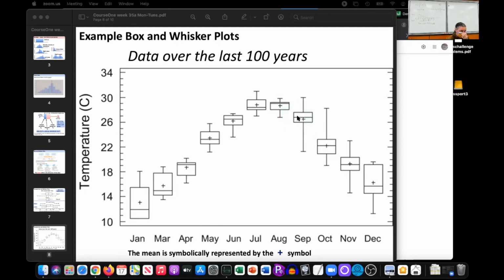Okay, and so in science, we tend to have these box and whiskers depicted, displaying data. So this would be the temperature variations over a year for each month. So it's a little different.